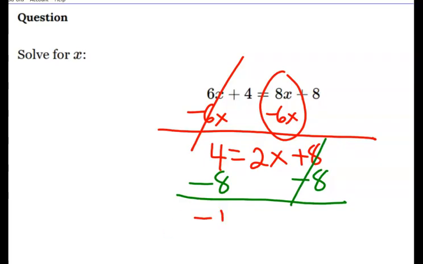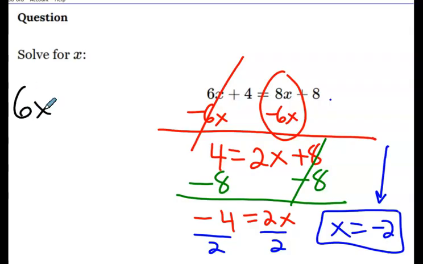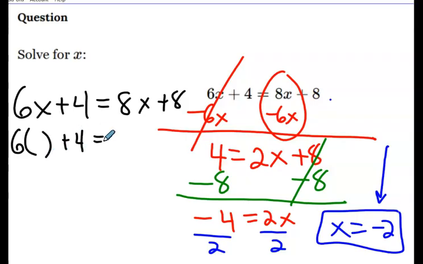Now we're going to rewrite and use our final inverse operation of dividing both sides by 2 to get our final value. Now, just like in your first activity of this homework, you're going to check this response by using it in your original equation. Our original equation was 6x plus 4 equals 8x plus 8. We're going to erase and replace all of the letter x's with parentheses first, and then our value of negative 2.